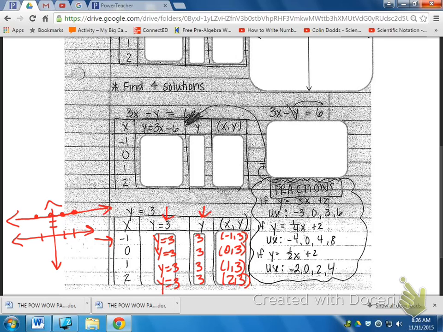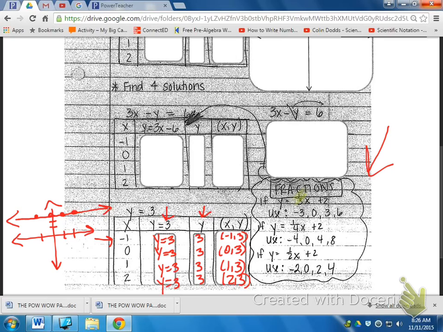Now I said I want you to always use negative 1, 0, 1, 2, but here's when you're not going to. If there is a fraction in front of the x, check this out. If it would be y equals 1/3 x plus 2, and you put in negative 1, 0, 1, 2 for x, you're going to get a mess of fractions. So you're better off to put negative 3, 0, 3, 6 because they're going to cancel that fraction out and you're going to have all integers.